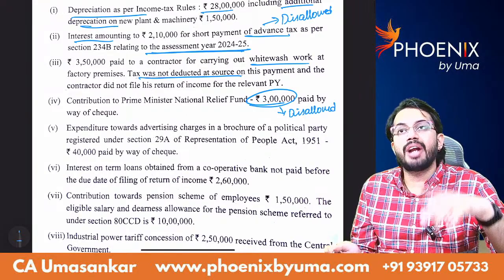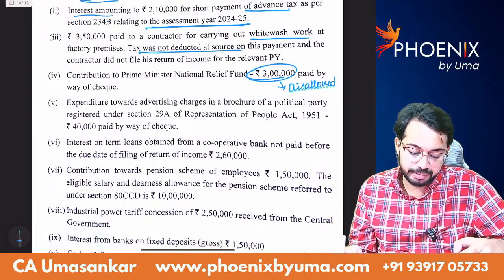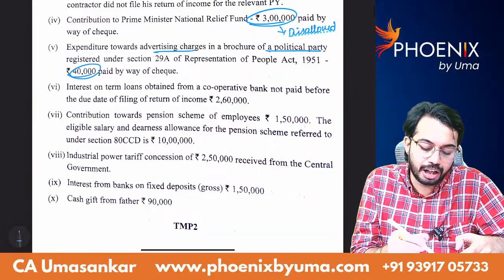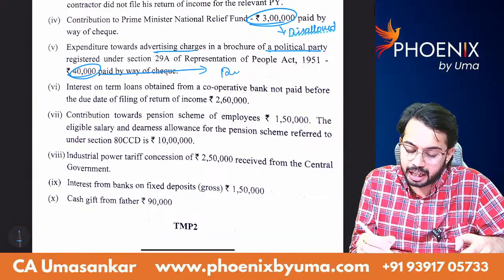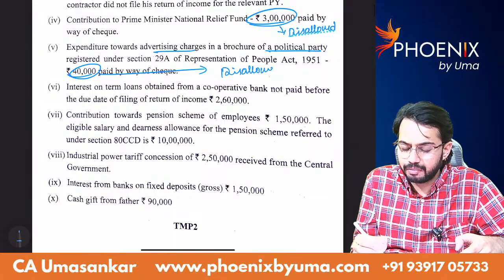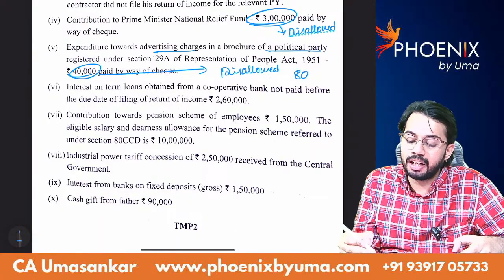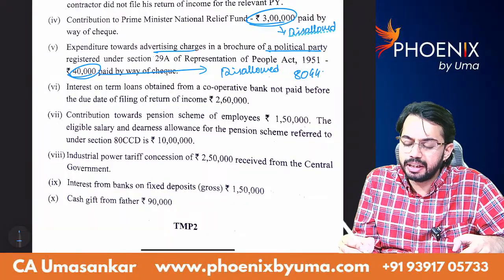Contribution to Prime Minister Relief Fund, that is also to be disallowed. And it will be allowed as deduction under section 80G. Expenditure towards advertisement in political party, this is also not allowed as deduction. That is to be disallowed. And this is also not allowed as deduction under 80GGC.